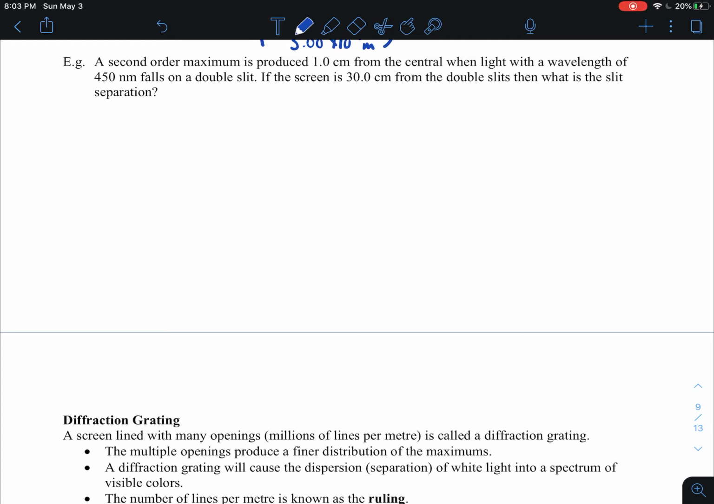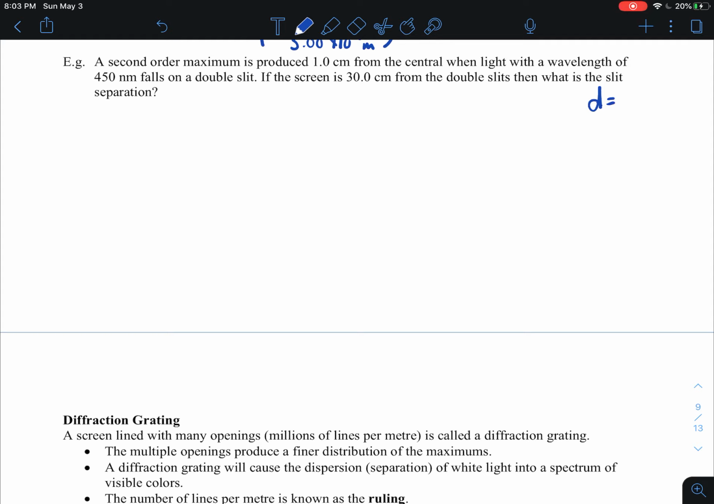All right, a second order maximum is produced 1 centimeter from the central when the wavelength is 450 nanometers on a double slit. If the screen is 30 centimeters from the double slit, what is the slit separation? So in other words, it's asking for that D value.